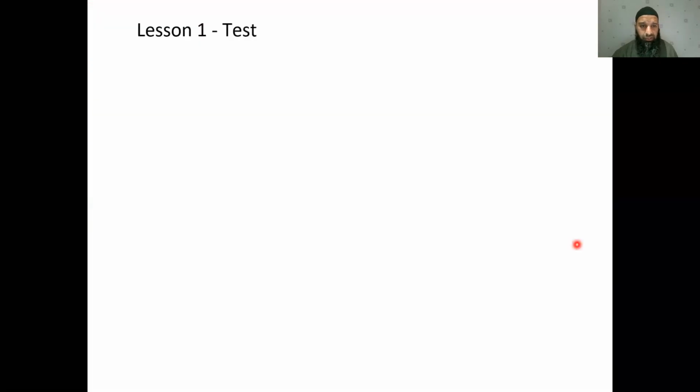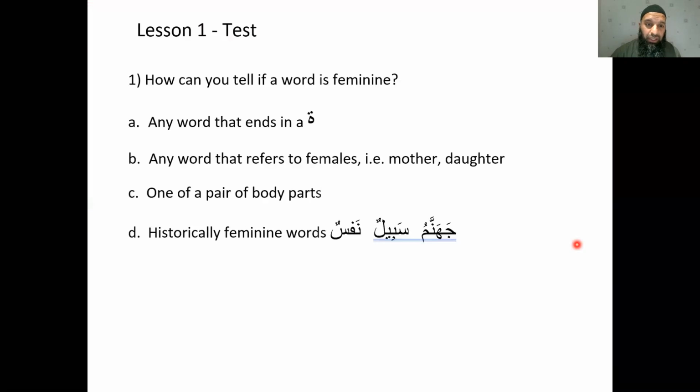Oh, sorry, before we do that, my slide is saying let's go through the test. So here is the answer to question 1. We've just done it. Okay, so how can you tell if a word is feminine? Any word that ends in ta marbuta, any word that refers to females, i.e. mother, daughter, one of a pair of body parts, historical feminine words like jahannamu, sabilun, nafsun. So we've covered this now again and again. I'm hoping it's sitting in people's heads. Inshallah.